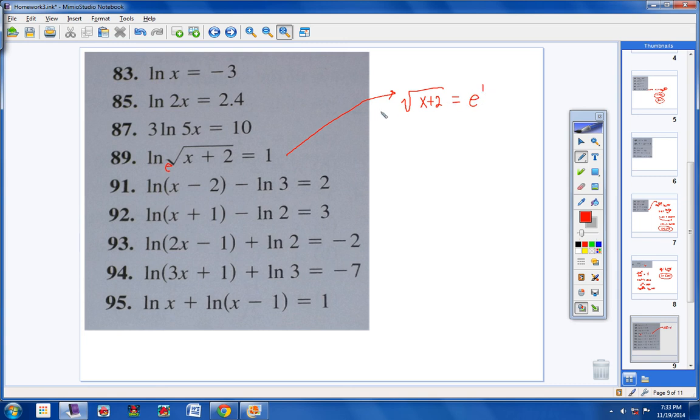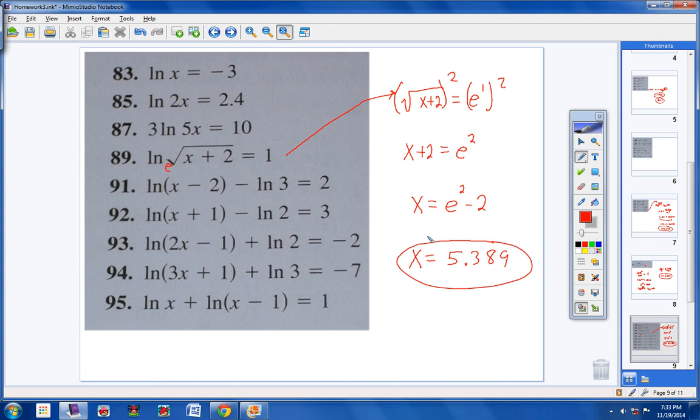Now, in order to get rid of a square root, you must square it. But if you square one side, you must square the other side. So when you square a square root, you get what's on the inside. When you square e to the 1, you get e squared. 2 times 1 is 2. Now bring the 2 over, make it negative. And if you take your calculator and type in e squared minus 2, you will get 5.389. Okay? Alright, moving on to number 91.